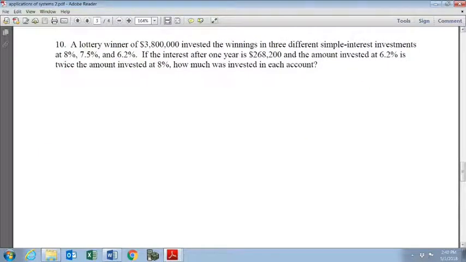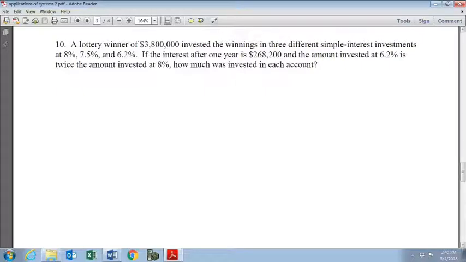It says a lottery winner of $3,800,000 invested the winnings in 3 different simple interest investments at 8%, 7.5%, and 6.2%. If the interest after 1 year is $268,200 and the amount invested at 6.2% is twice the amount invested at 8%, how much was invested in each account?